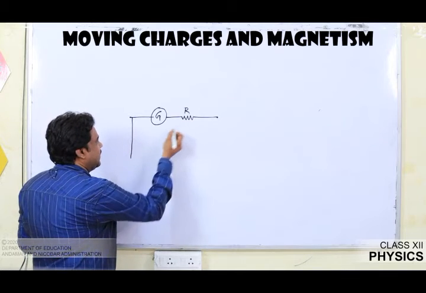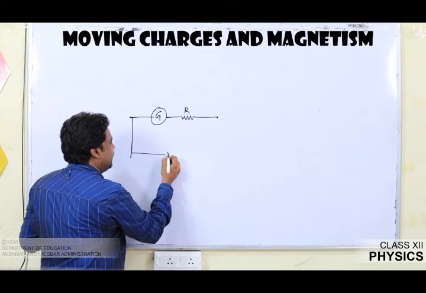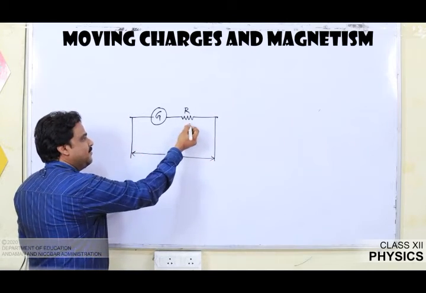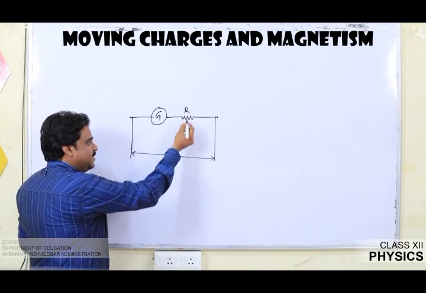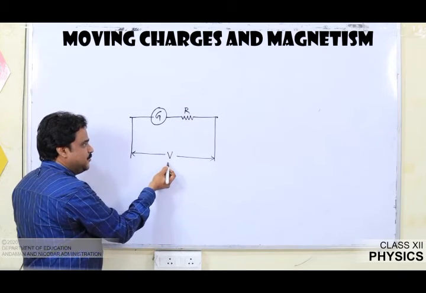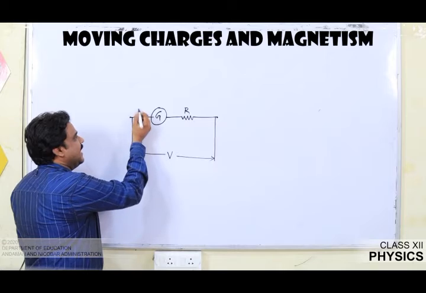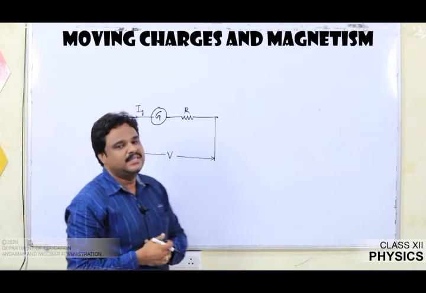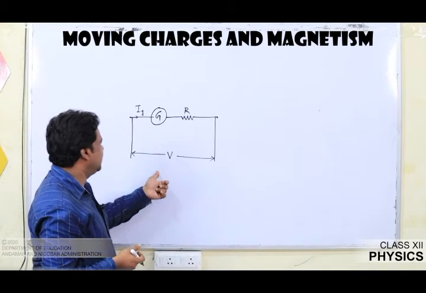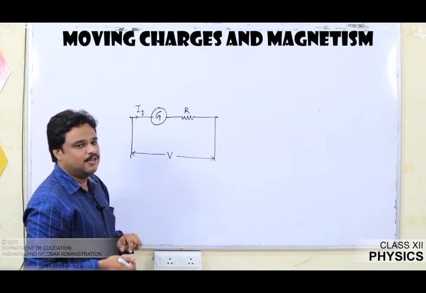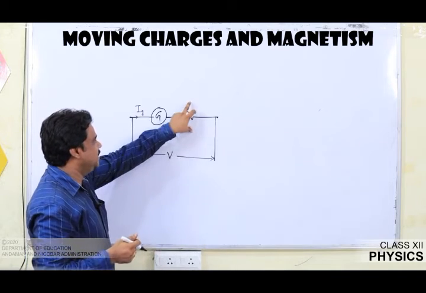The value of R is so adjusted that when a potential difference V is applied across the combination, a current Ig flows through the combination. So R will decide the value. Since the potential difference is V, the current flowing through the combination is Ig. So the controlling value here is R.